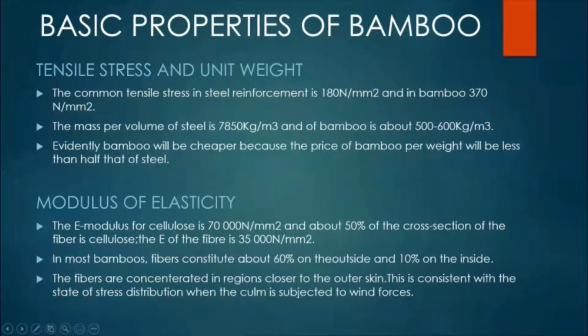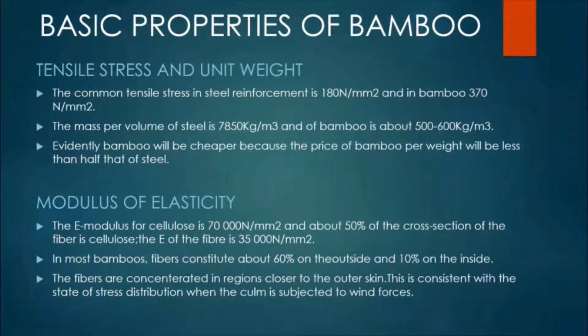Modulus of elasticity. The elastic modulus for cellulose is 70 lakh Newton per millimeter square and about 50% of the cross section of the fiber is cellulose. The elasticity of the fiber is 30,000 Newton per millimeter square. In most bamboos, fibers constitute about 60% on the outside and 10% on the inside.